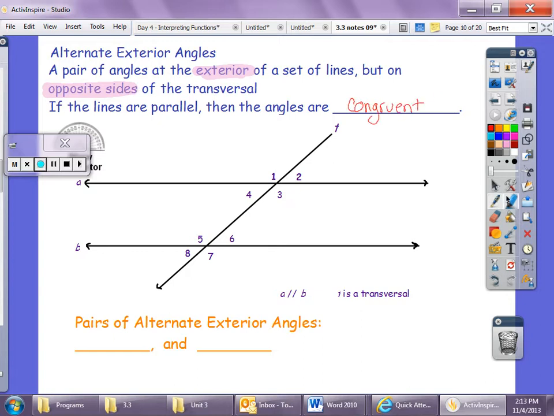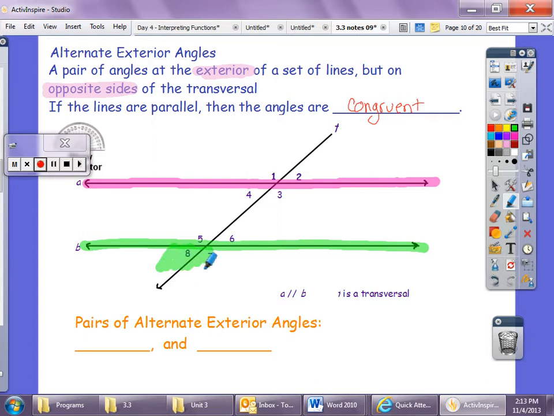So once again, if we look at our two lines, here's A, and here's B, and we want the angles on the outside. That's the exterior. And then it says angles that are on opposite sides of the transversal. Well, angle 1 is on the left side. Angle 7 is on the right side. Opposite sides, angle 1 and angle 7.